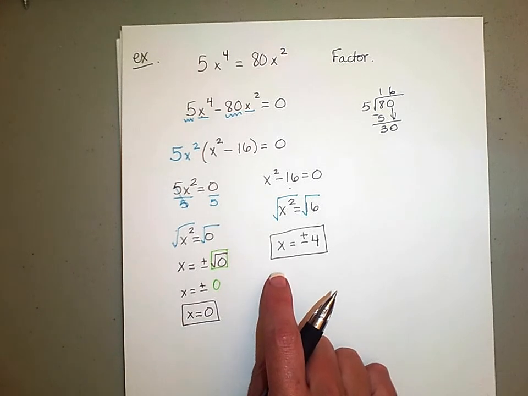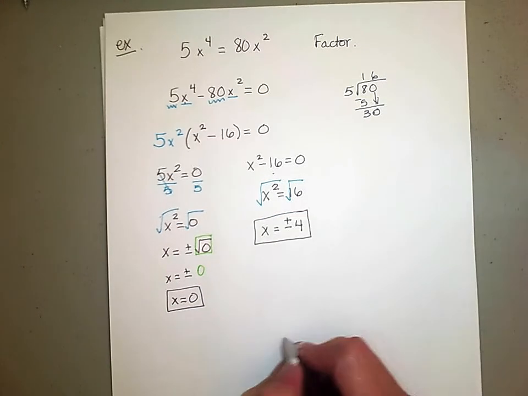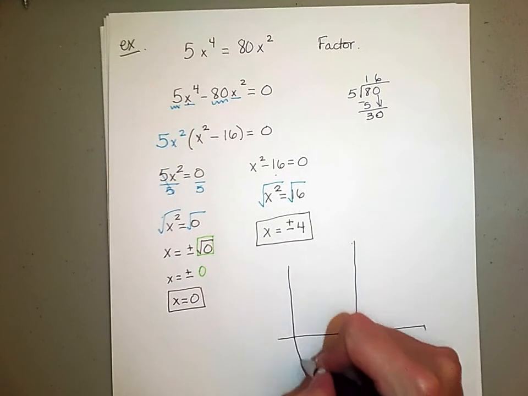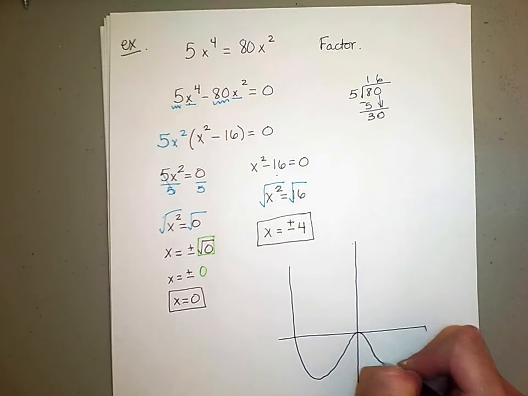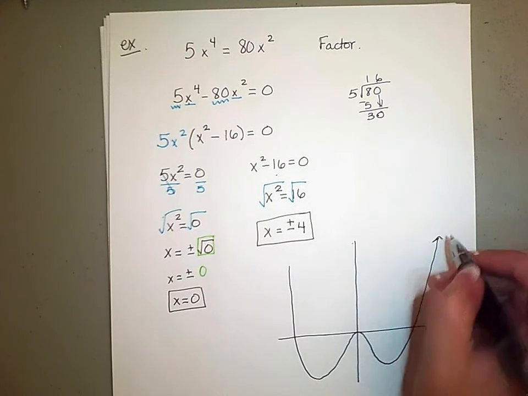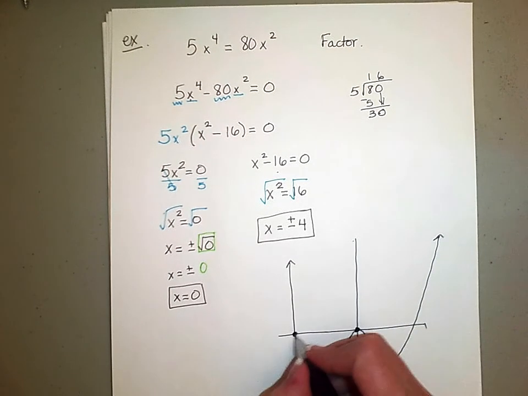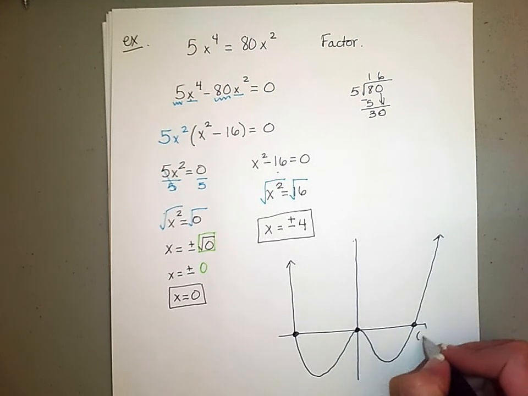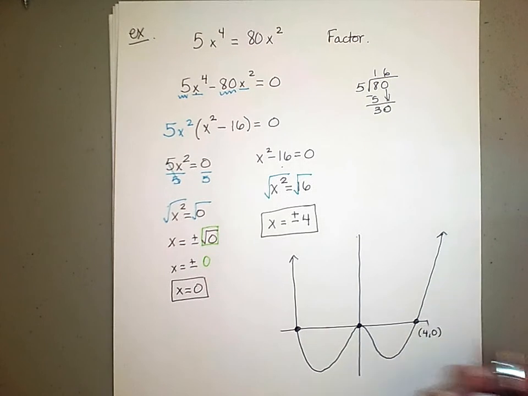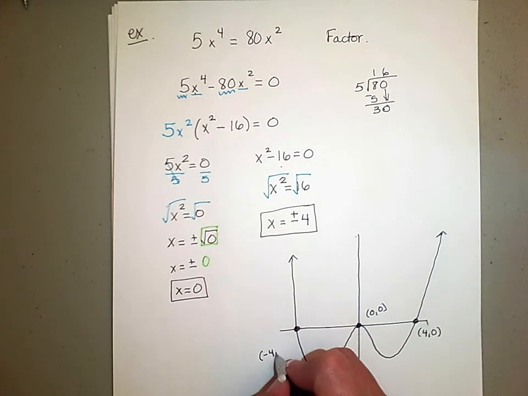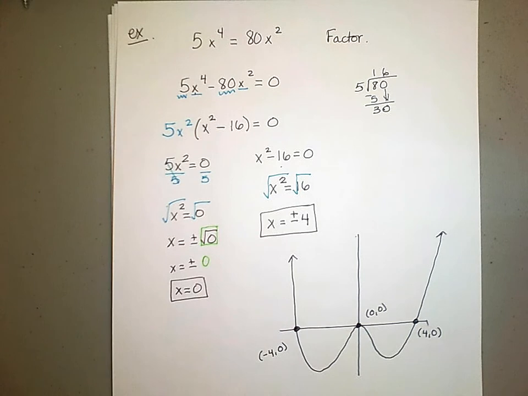These are the values of x that make the function 0. So, for example, if we were to sketch a graph of this, it will actually look something like this. And it turns out the x-intercepts for this graph, this one's (4, 0). This one's (0, 0). This one's (-4, 0).